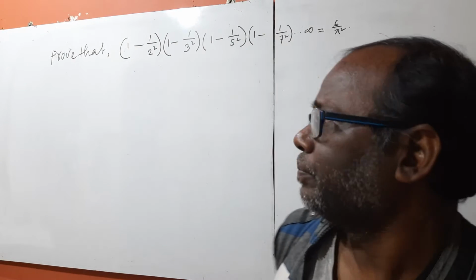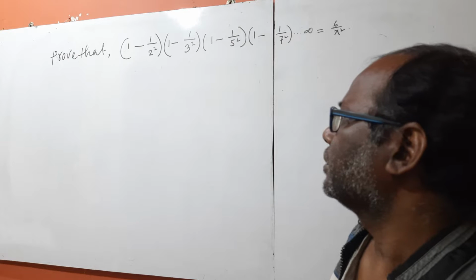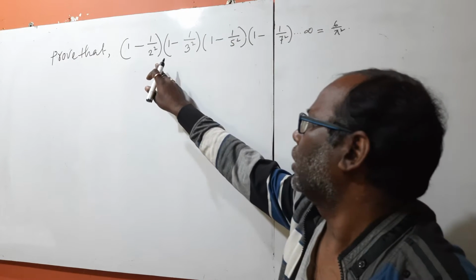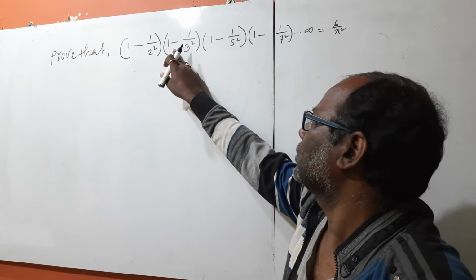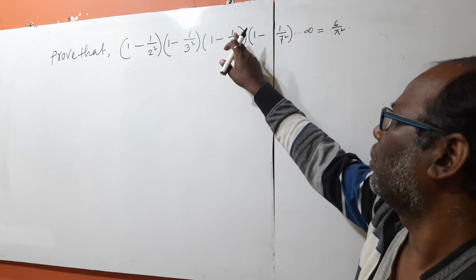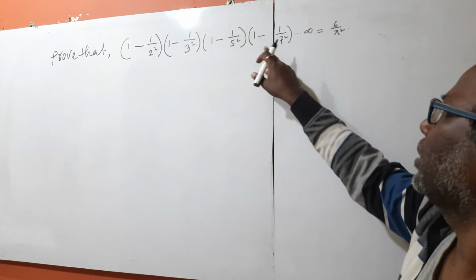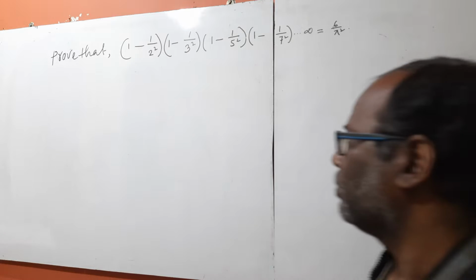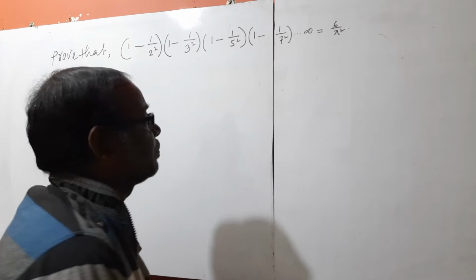Here is the problem: (1 − 1/2²)(1 − 1/3²)(1 − 1/5²)(1 − 1/7²) and so on to infinity, and that is equal to π by 6 by π square.